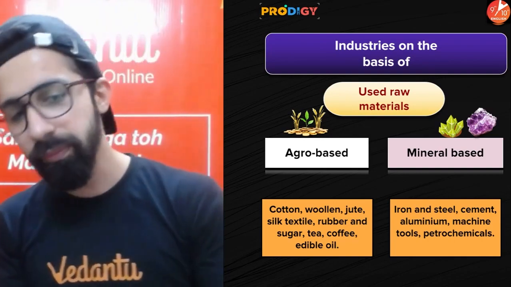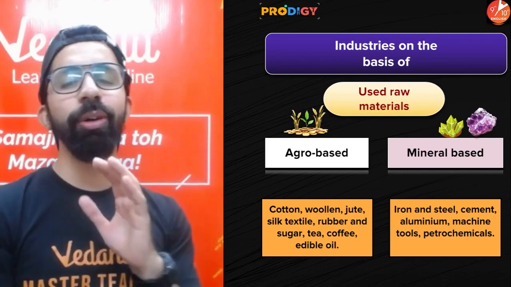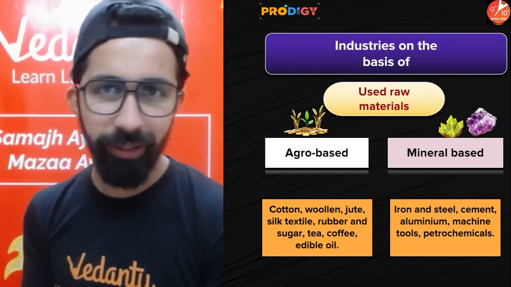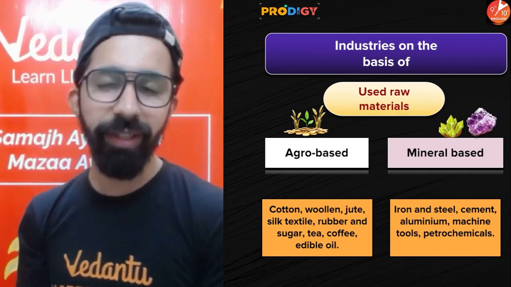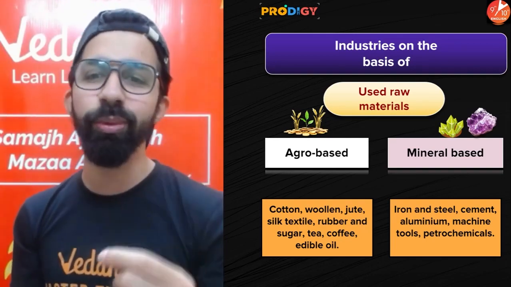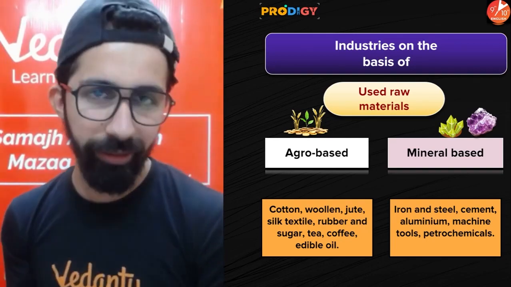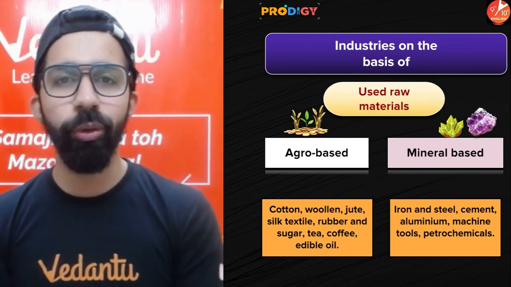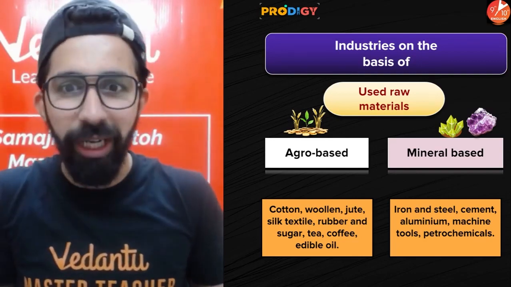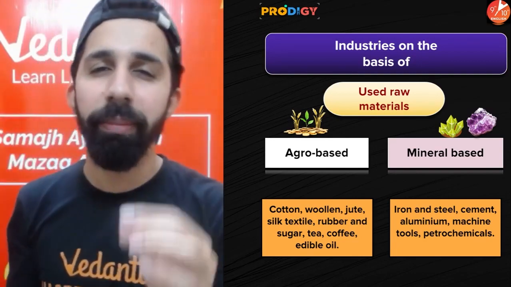Alright, so now let's have a look at the classification of industries. The very first classification we are going to study is based on the use of raw materials. It can be further classified into two types: agro-based and mineral-based.